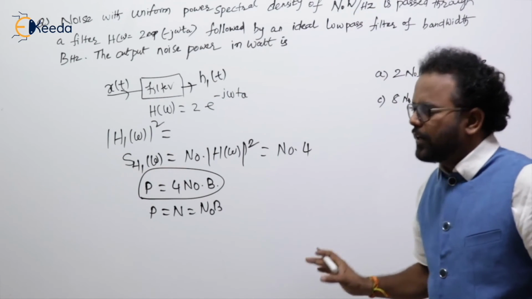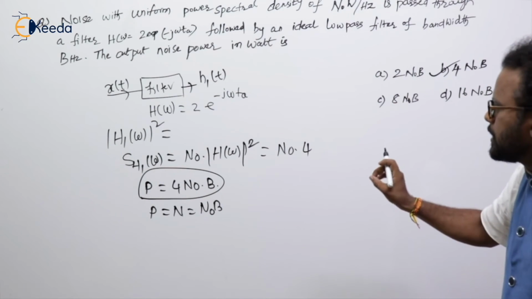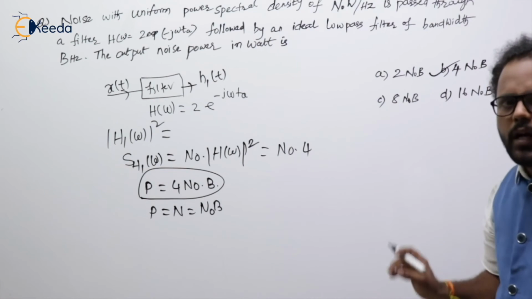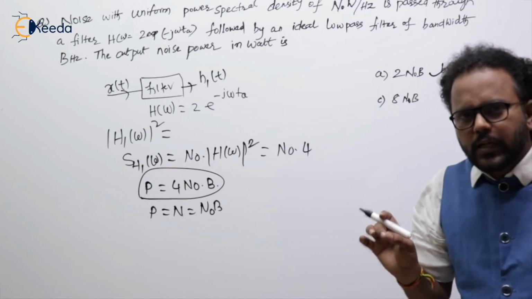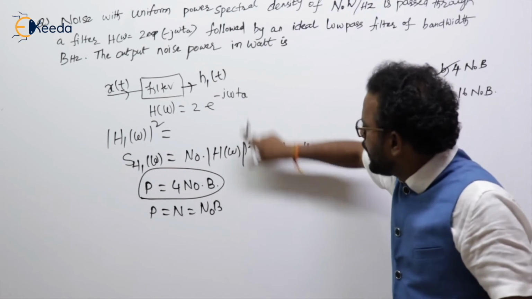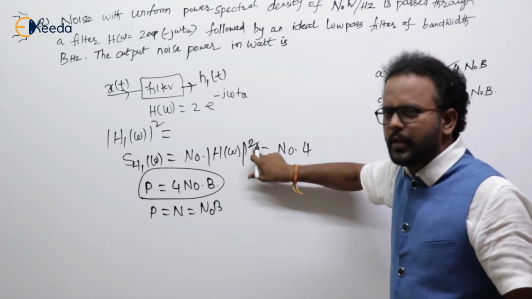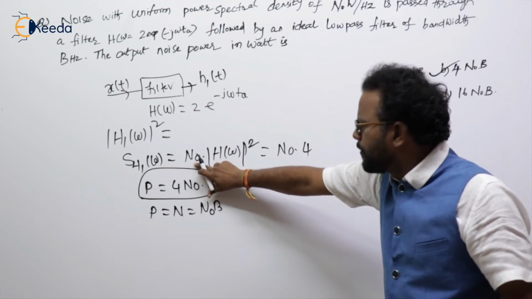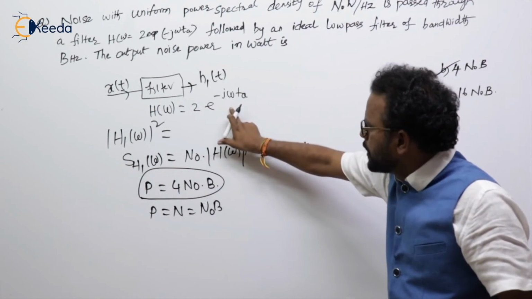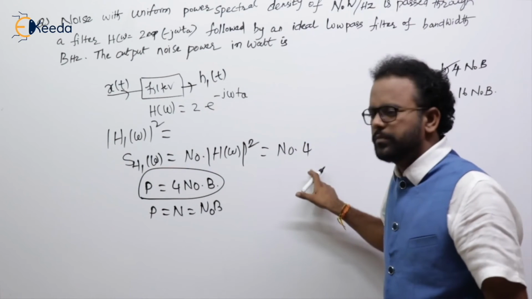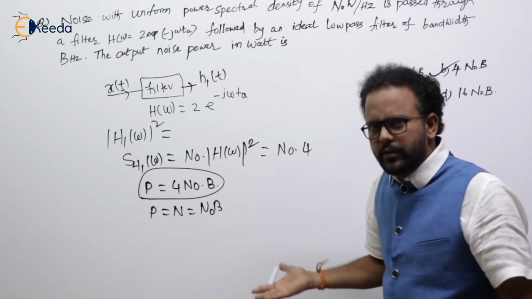Because for any filter, the output power spectral density is nothing but the input power spectral density into |H(ω)|². The input spectral density is already given as N0, and for the filter transfer function the modulus is 2, and 2 squared is 4. So it is 4 N0 B. Clear?